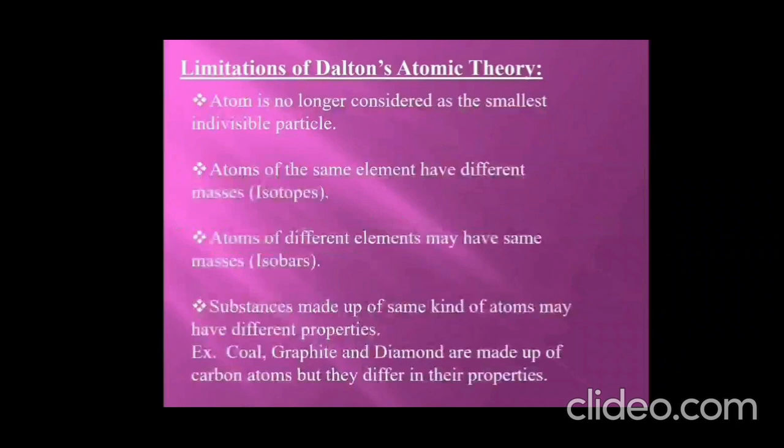Secondly, atoms of the same element can have different masses. Different masses means isotopes. Thirdly, different elements may have the same masses, that is isobars. Lastly, substances made up of the same kind of atoms may have different properties. For example, graphite and diamond are made up of carbon atoms only, but they differ in their properties.